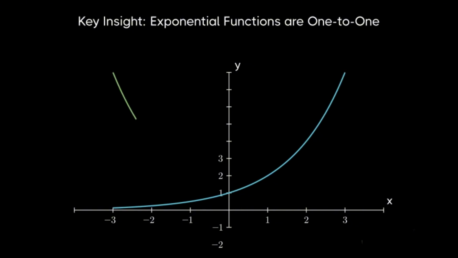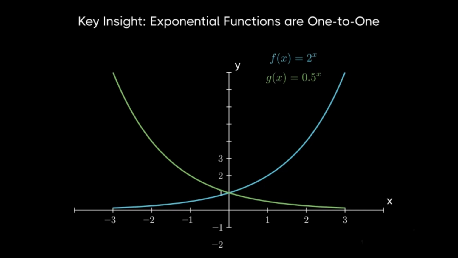And here's our second function g of x equals 0.5 to the x power in green. This function displays exponential decay, decreasing as x increases. Interestingly, it's a reflection of the blue curve across the y-axis.